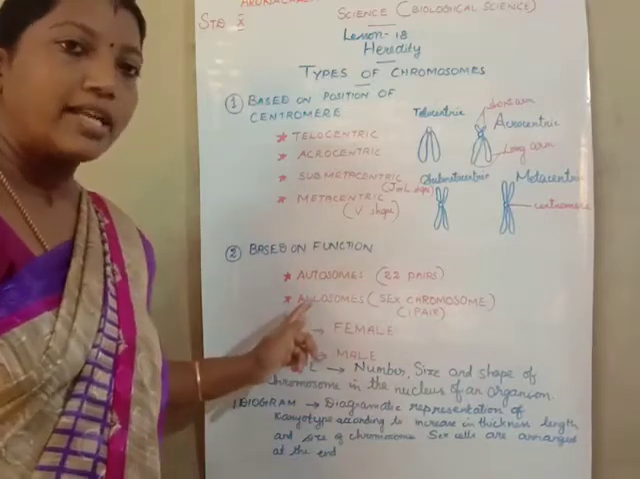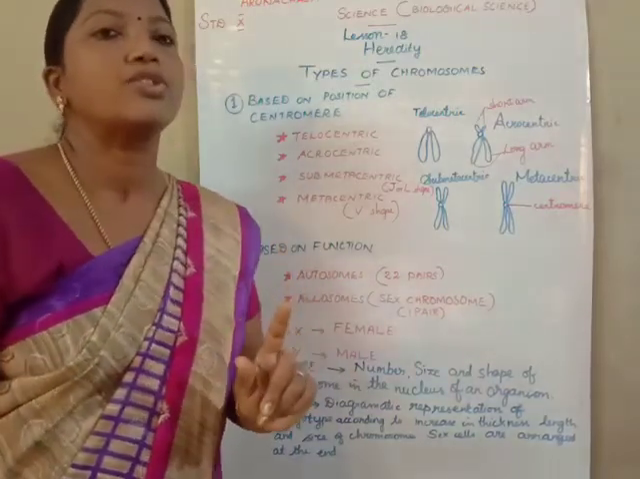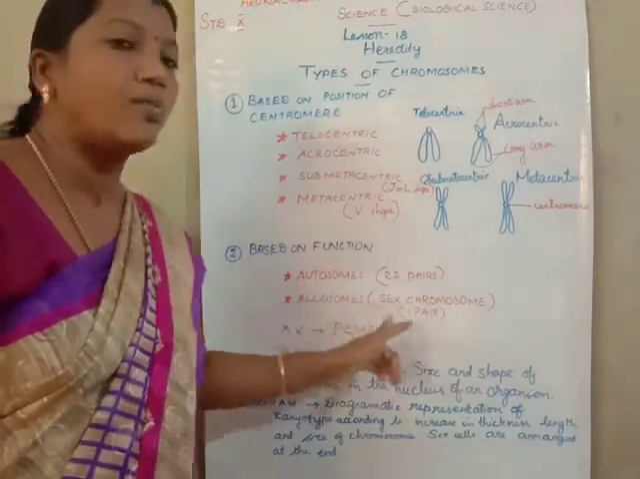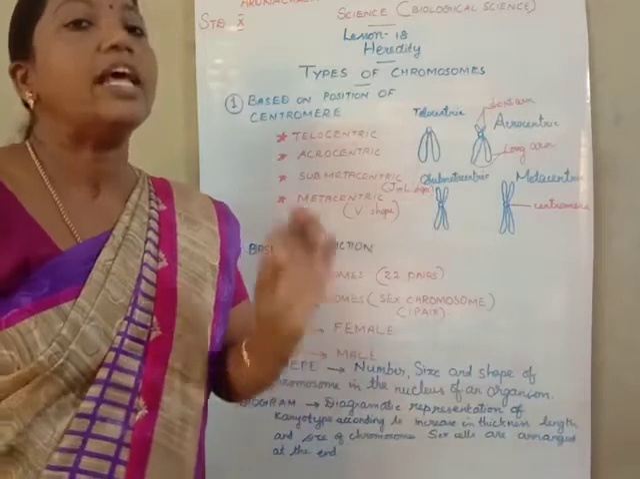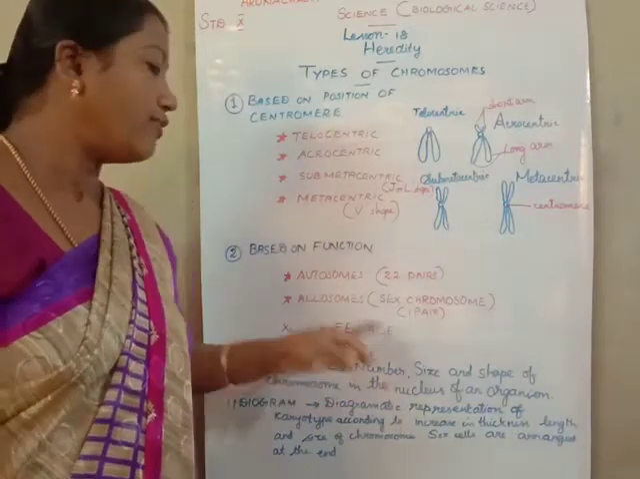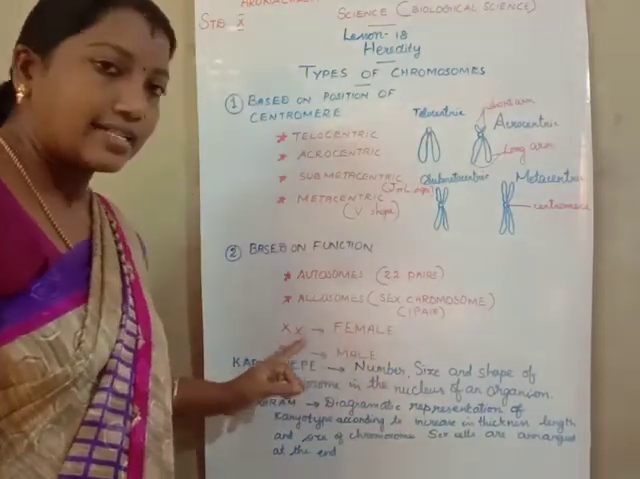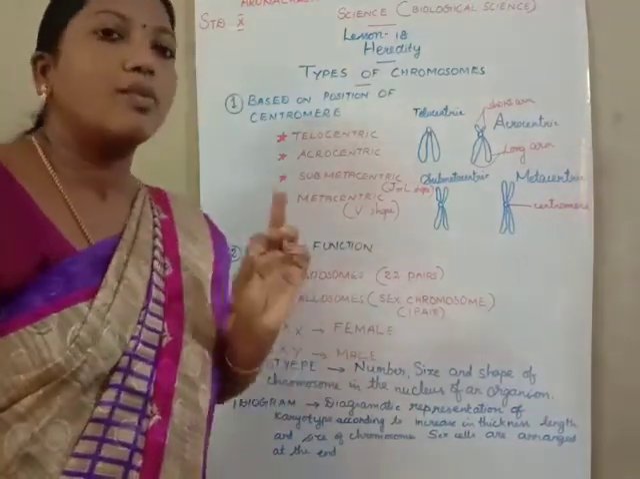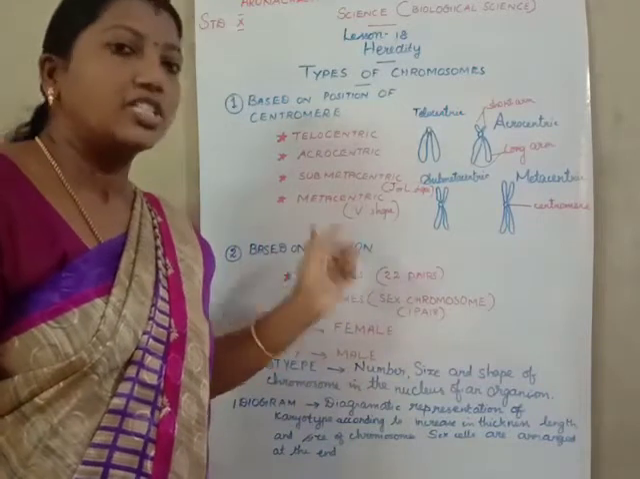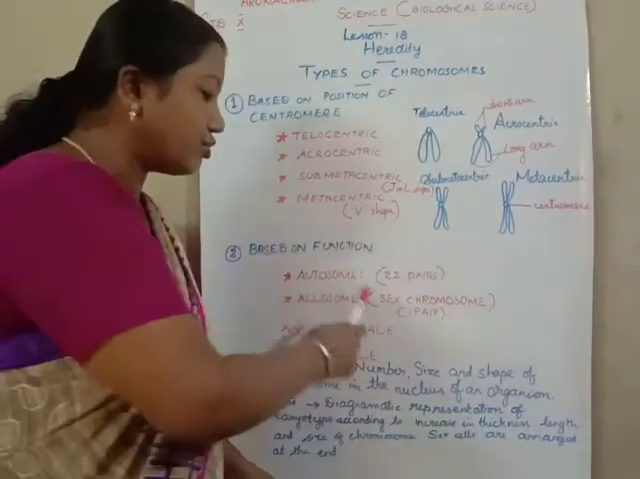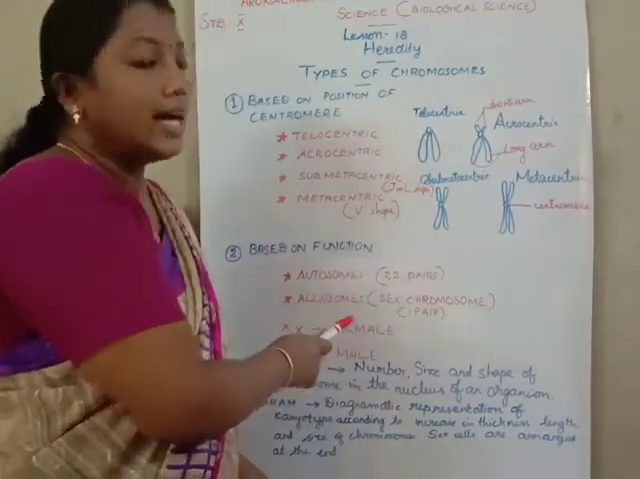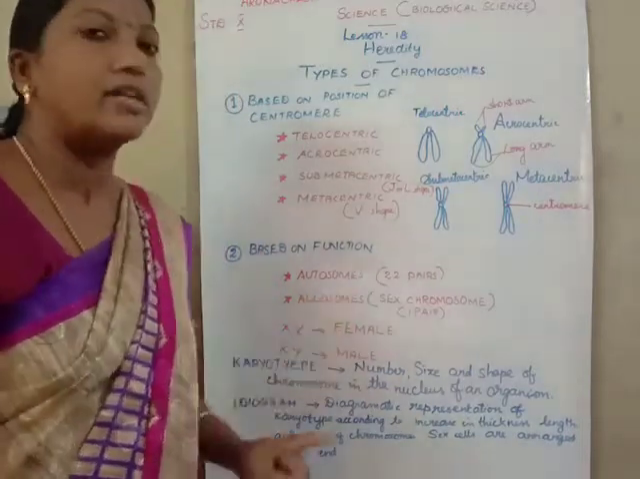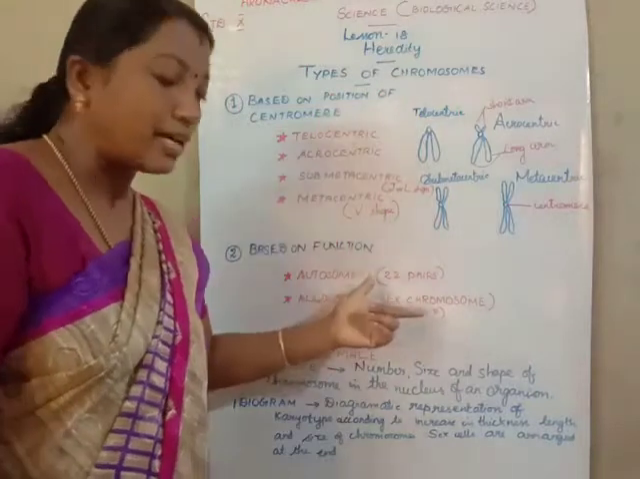The next one is the allosome. Allosome is also called the sex chromosome because it determines the sex of an individual. In the case of female, it is XX, and in the case of male, it is XY. So, based on function, chromosomes are classified into two types, autosomes and allosomes. Autosomes are 22 pairs and allosome is one pair. So, these are the classifications.